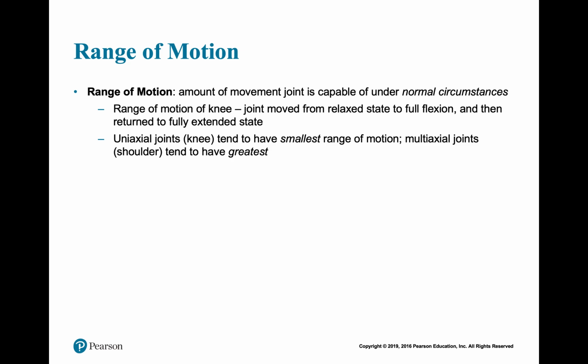Okay, range of motion. When you hear the term range of motion, it's the amount of movement a joint is capable of under normal circumstances. So the range of motion of a knee: a knee is a hinge joint, and it allows for flexion and extension, and that's it. There are other hinge joints that allow for flexion and extension only. So when we talk about ball and socket, all right, let's do that. I like the ball and socket joint when I talk about range of motion.